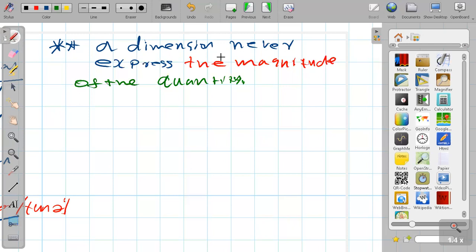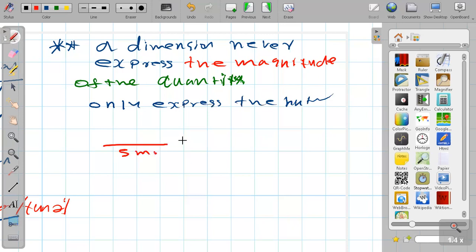It just says the nature. It only expresses the nature. Units, unlike that, are always expressing the magnitude. Like we say 100 centimeters, we have an idea. But when you say L, like a length of 5 meters, the dimension is still L.